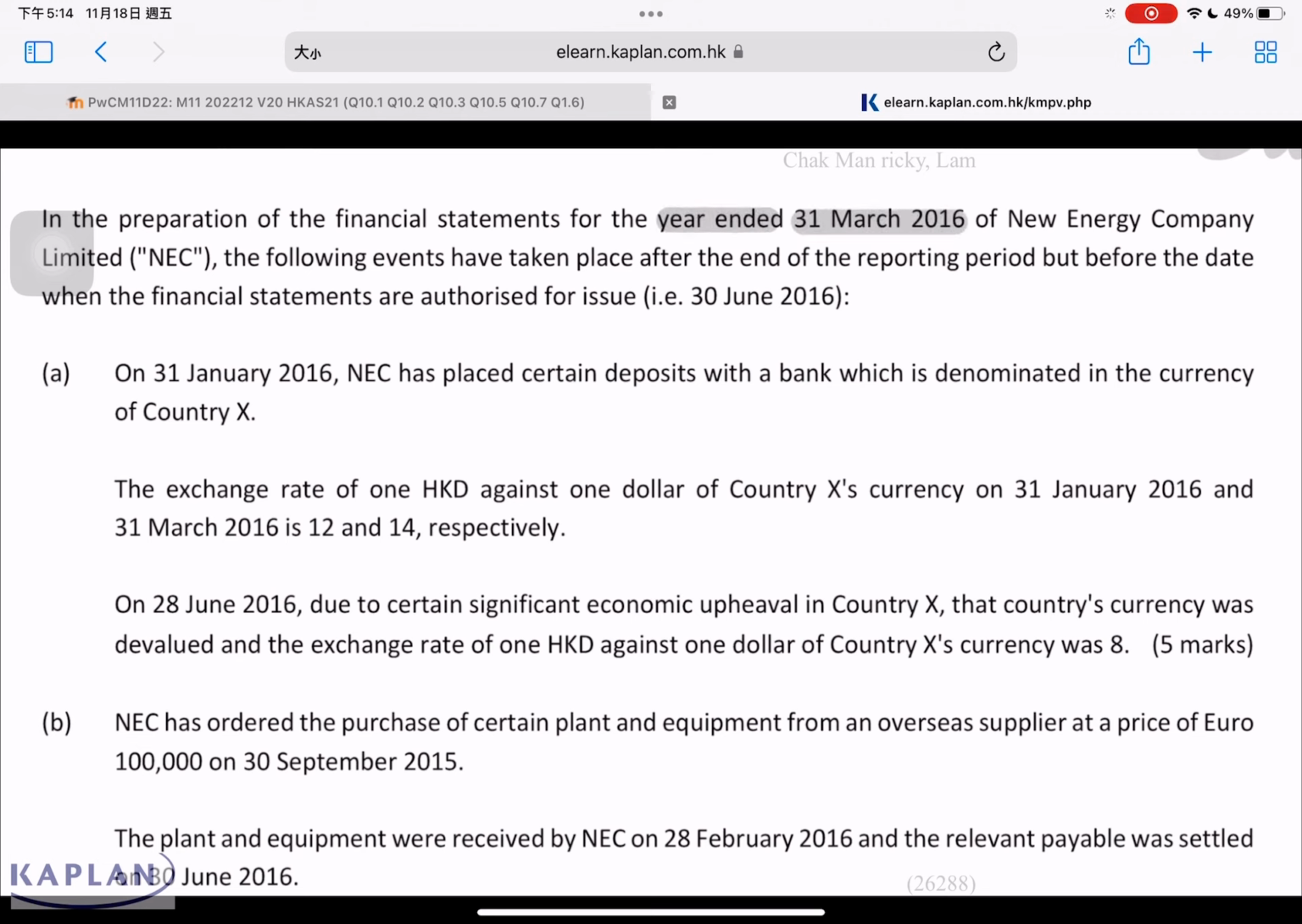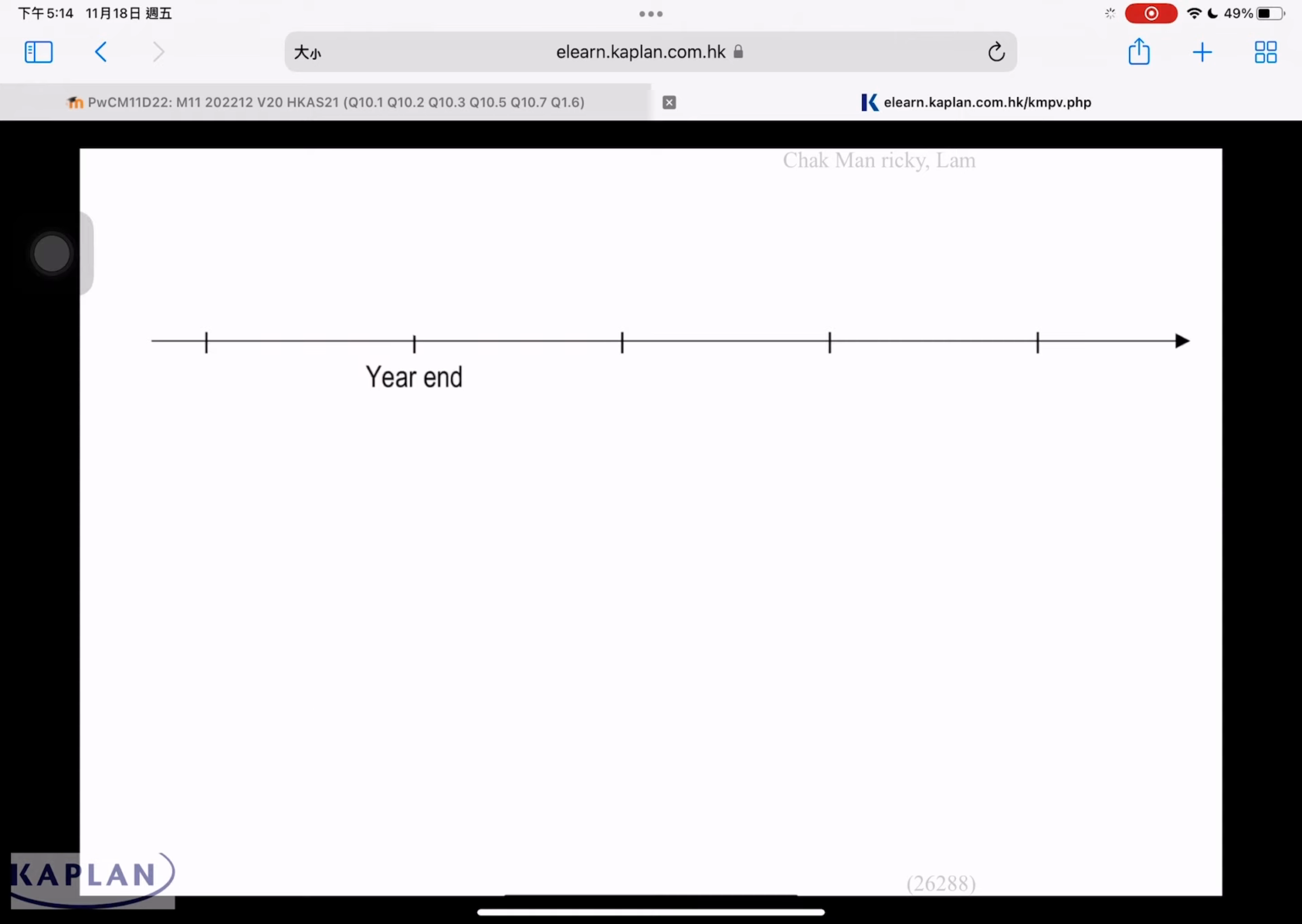The following events have taken place after the end of the reporting period but before the financial statement is authorized for issue. This is a little bit on events after the reporting period. Year end 31st March 2016. Financial statement authorized for issue 30th June 2016. 31st March 2017 will be the next year end.